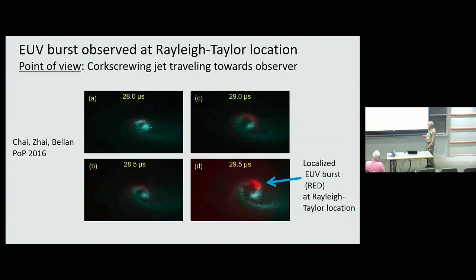So we see a bunch of things happening at that point. These are extreme ultraviolet photos and visible light. The red is extreme ultraviolet, and the bluish is visible light. And in this case, the jet is coming towards us, so you can see the corkscrew shape of the kink. And the red is concentrated at the location where the Rayleigh-Taylor instability was happening. So there's something going on there. The EUV emission means the plasma's gotten a lot hotter there.